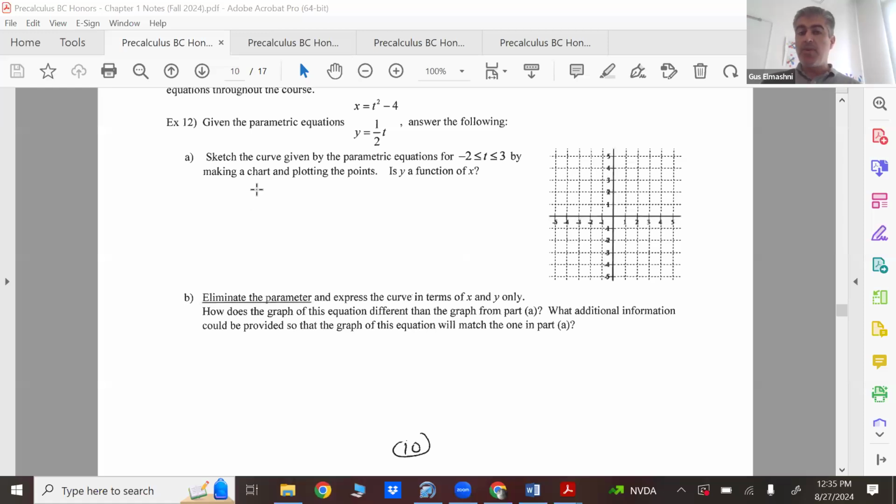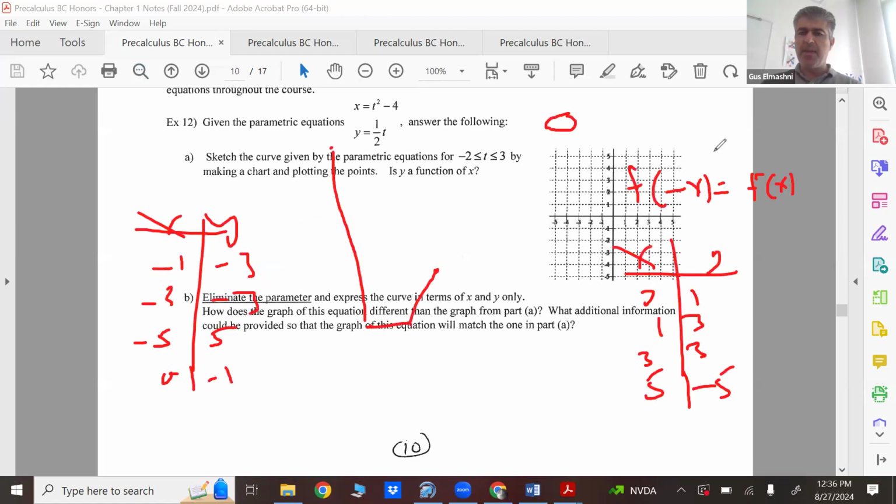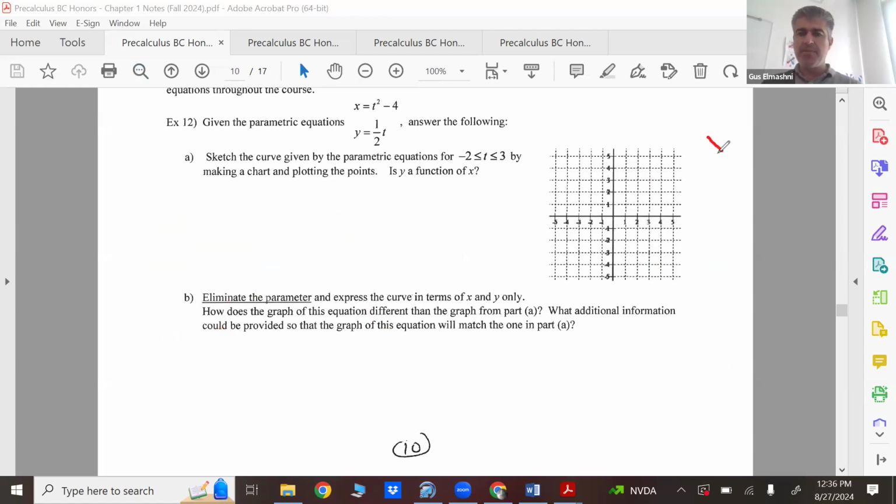So you have two equations, x equals t squared minus 4 and y equals 1/2 t. You're asked to sketch a curve when t is between -2 and 3 by making a chart and plotting the points. And as y a function of x, we'll answer that in just a little bit. So here's what you're going to do. You're going to make a 3-column table. You have a t column and x. I'm going to need more space, so let's do it on the right side here.